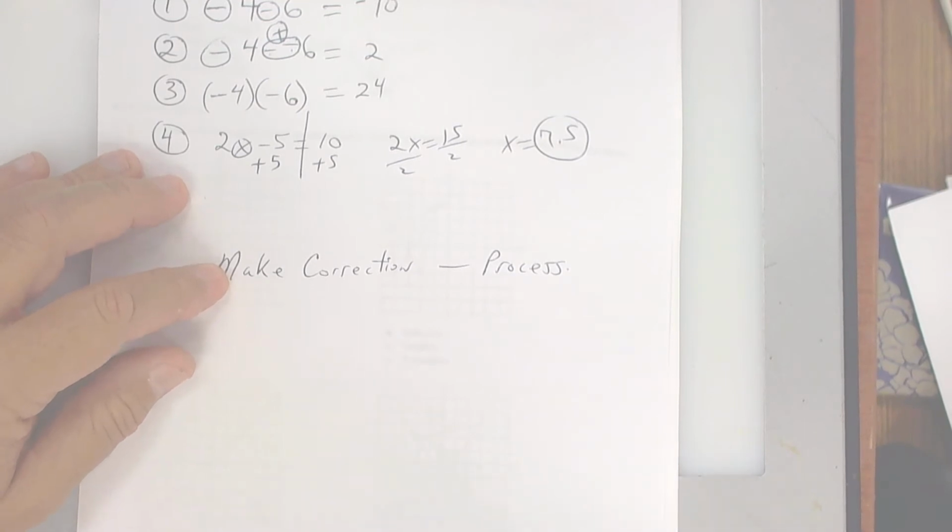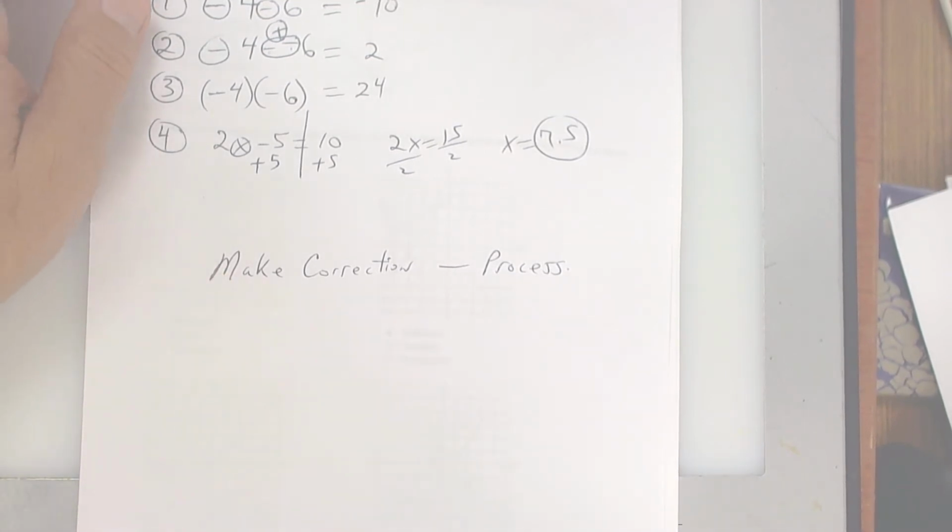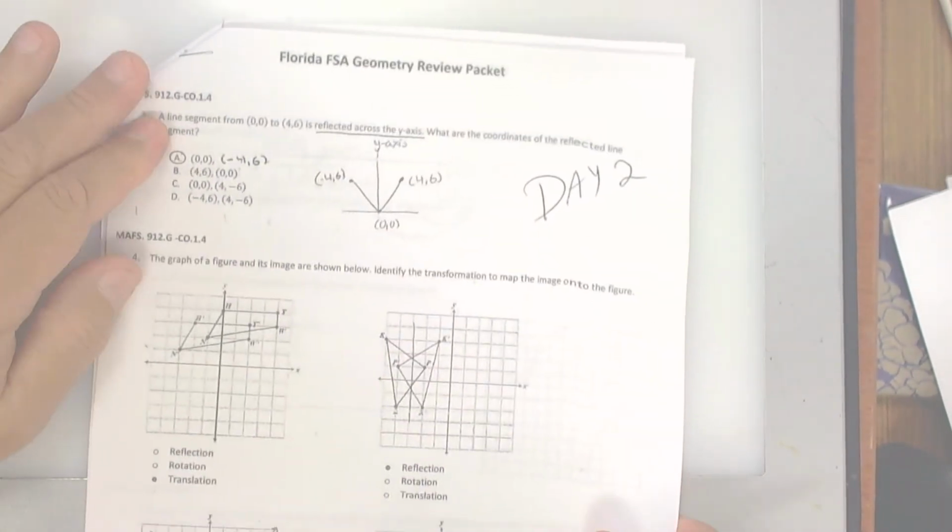All right, today we're going to go ahead and make corrections and process. If you need the 2 sheets for day 2, which is today, they're up there in that folder. Remember, you got to do your work on white paper to get credit. So let's take a look here.